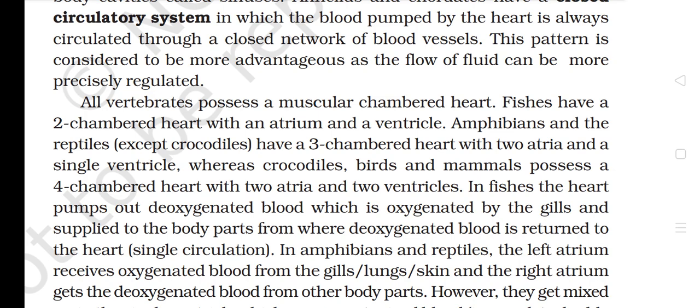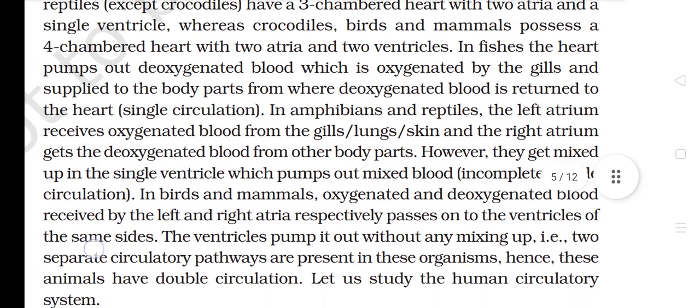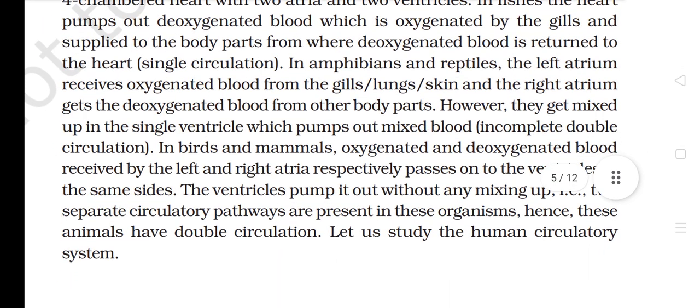All vertebrates possess a muscular chambered heart. Fishes have a two-chambered heart with an atrium and a ventricle. Amphibians and the reptiles, except crocodiles, have a three-chambered heart with two atria and a single ventricle, whereas crocodiles, birds, and mammals possess a four-chambered heart with two atria and two ventricles. In fishes, the heart pumps out deoxygenated blood which is oxygenated by the gills and supplied to the body parts from where deoxygenated blood is returned to the heart, single circulation.